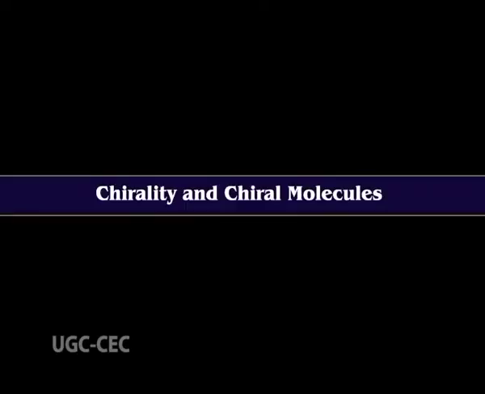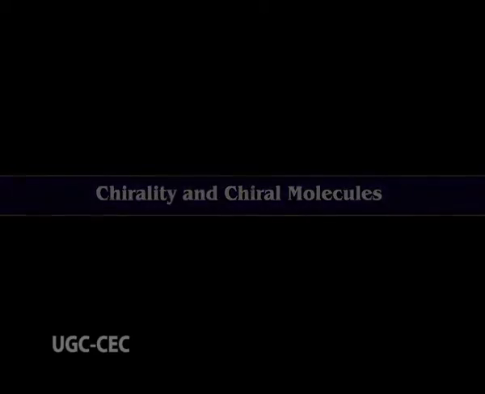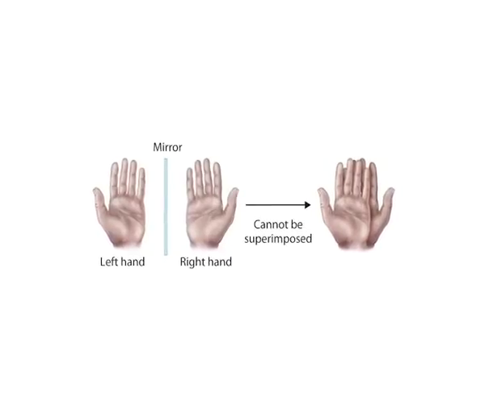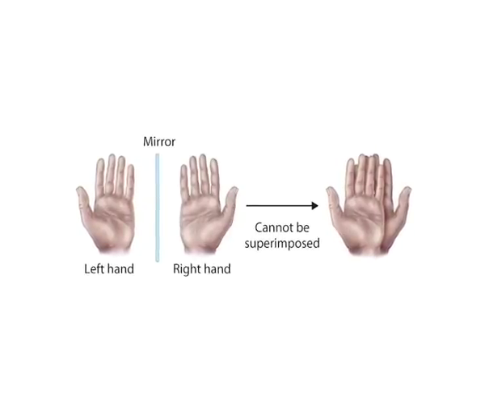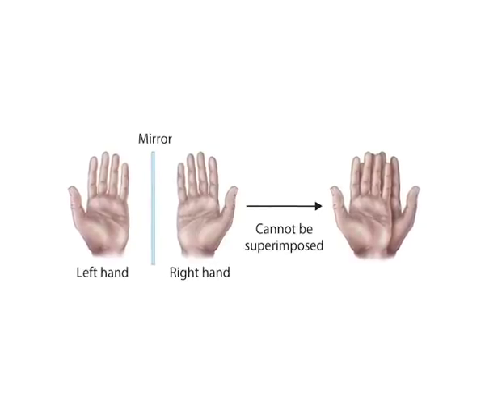Now we have this new term, chirality and chiral molecules. Some objects like left hand and right hand are mirror images of each other, but they are not identical and not superimposable. A molecule or object is said to be chiral or said to possess chirality if it is not superimposable on its mirror image. A molecule or object that is superimposable on its mirror image is said to be achiral.